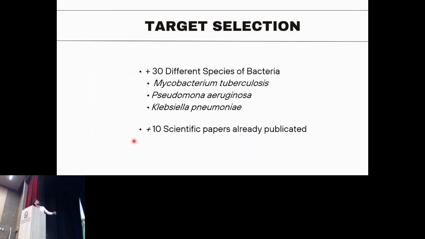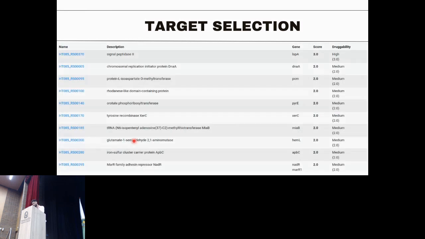This is the results that we got so far. With the first version, we were able to run this pipeline for more than 30 different species of bacteria, including tuberculosis, Pseudomonas, and Klebsiella. And we published more than 10 scientific papers using the first part of this pipeline. We are currently working on the paper for this version.